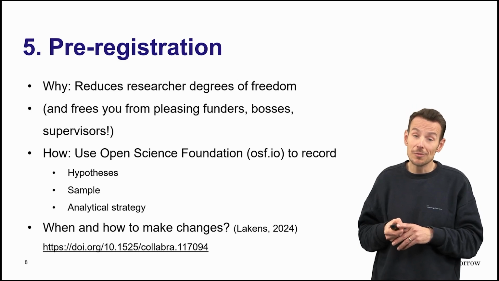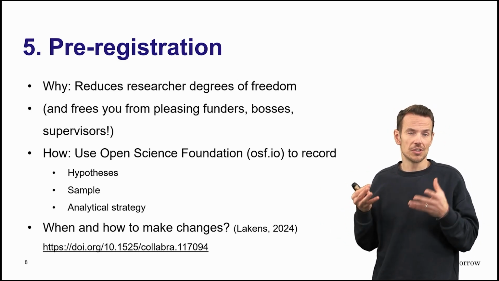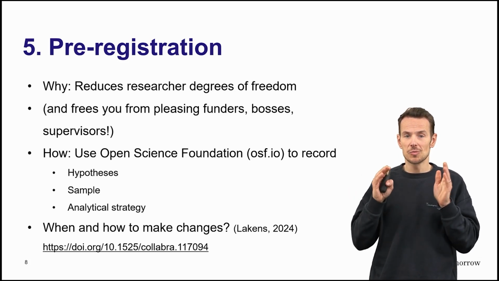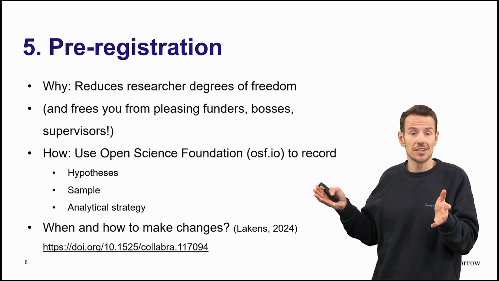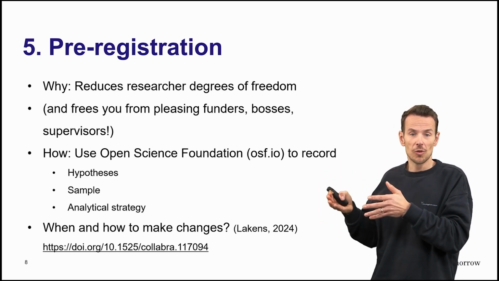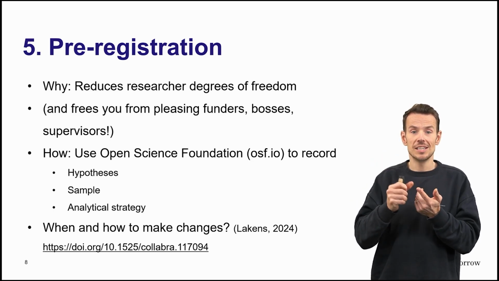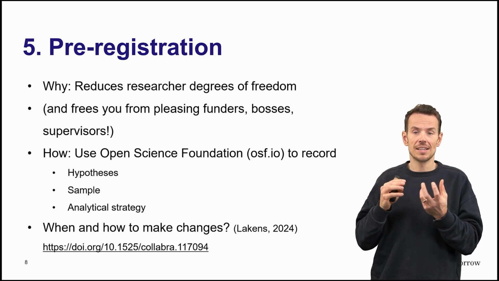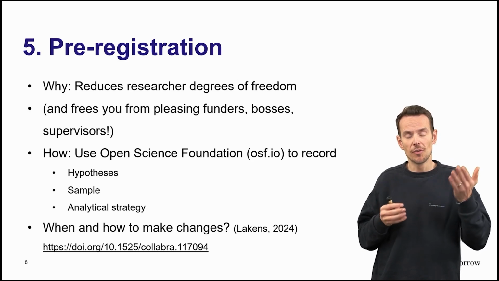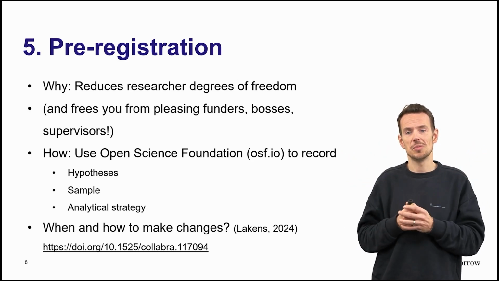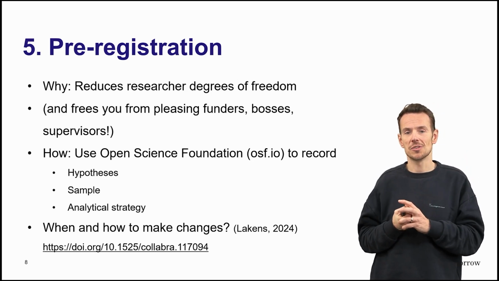Number 5, pre-registration. So one of the problems I mentioned before was the researcher degrees of freedom. If you don't specify beforehand what you're going to do, then you still have so many ways of analyzing your data. In a pre-registration form, you describe your hypothesis and your analytical strategy, how you're going to handle it, and the sample that you are going to try to obtain at least, beforehand, so that you tie your hands, so to speak, and restrict yourself to whatever you have said beforehand that you're going to do.